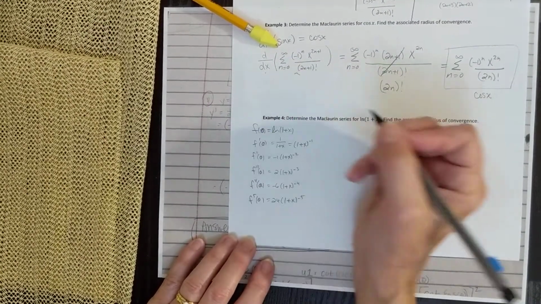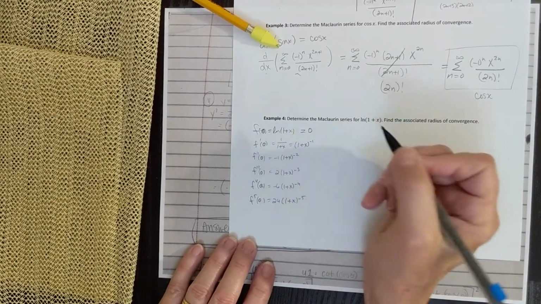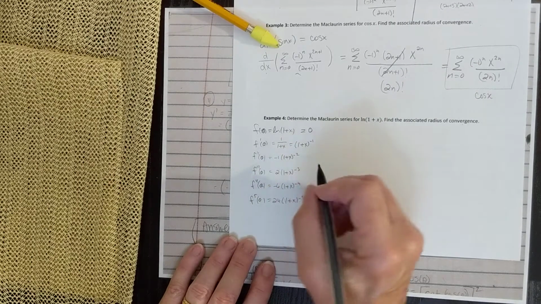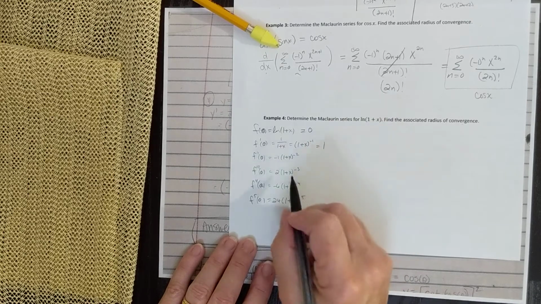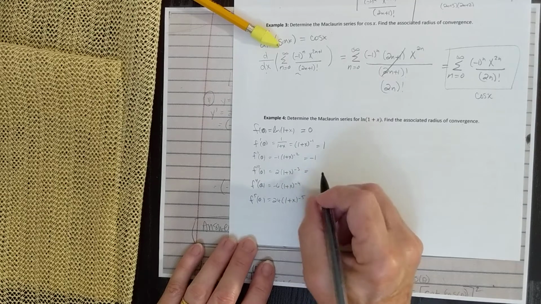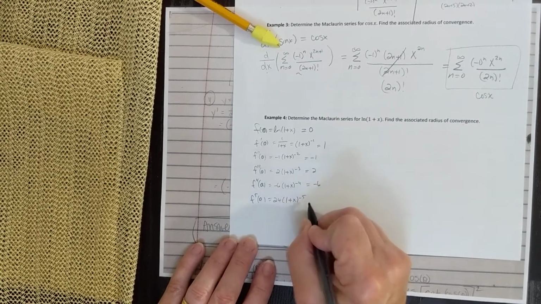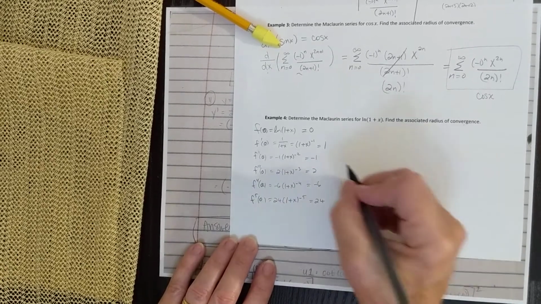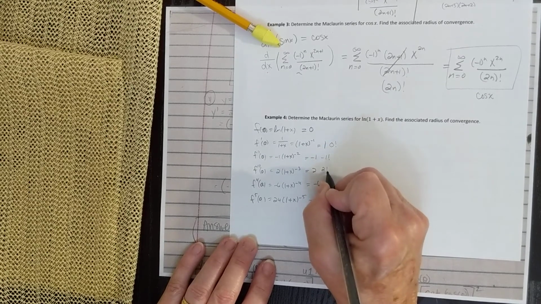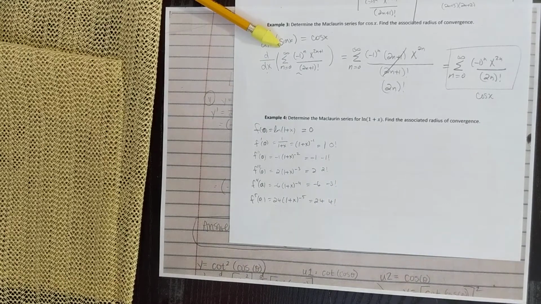f of 0 ends up being the natural log of 1, which is equal to 0. f prime of 0 ends up being 1 over 1, which is 1. This ends up being negative 1 over 1, which is negative 1. This ends up being 2 over 1, which is 2. This ends up being negative 6. This ends up being 24. Or 0 factorial, negative 1 factorial, 2 factorial, negative 3 factorial, 4 factorial. That's what we can think of those as.